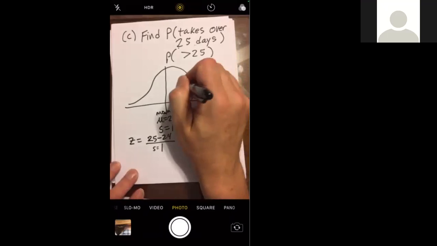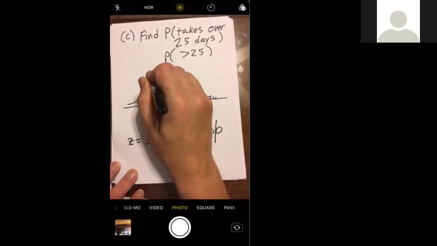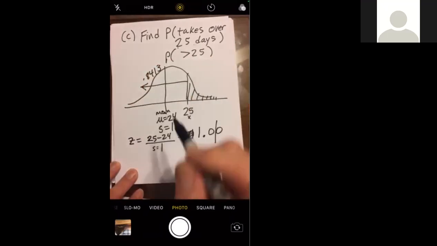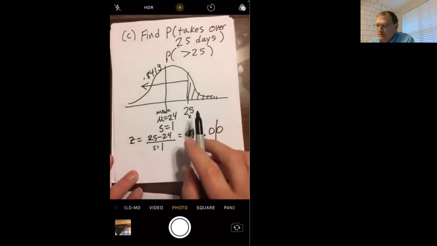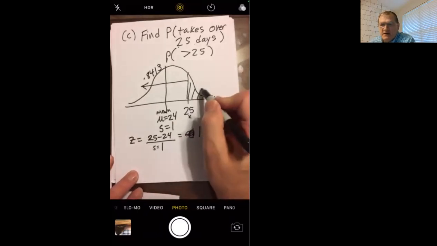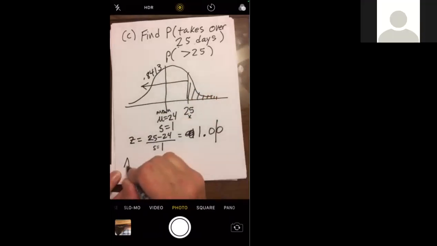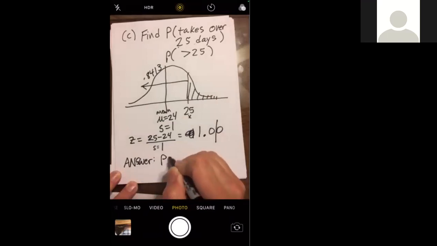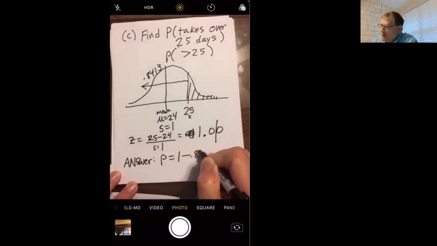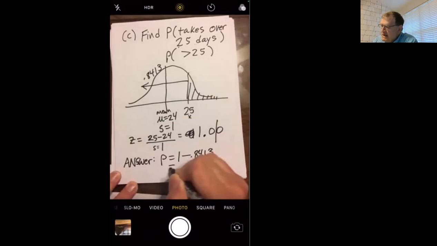That is the area of the black. So this is a right side trick problem. You see what I've got to do to get the answer? I've got to subtract this from 1. The right side trick. The probability would be 1 minus 0.8413. That's 0.1587.